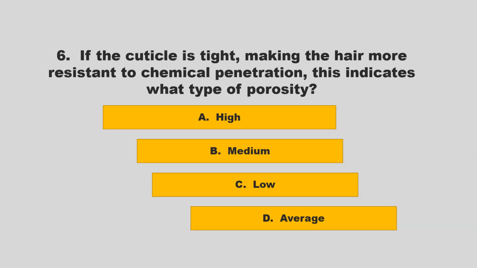If the cuticle is tight, making the hair more resistant to chemical penetration, this indicates what type of porosity? Is it high, medium, low, or average? If you chose C, low, you are correct.